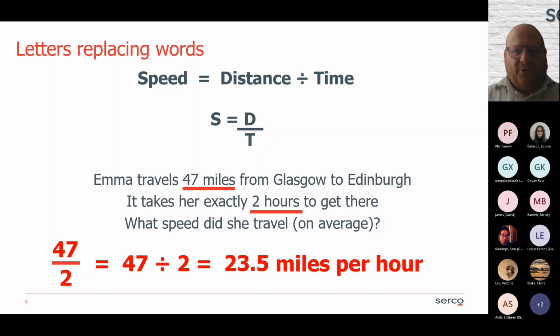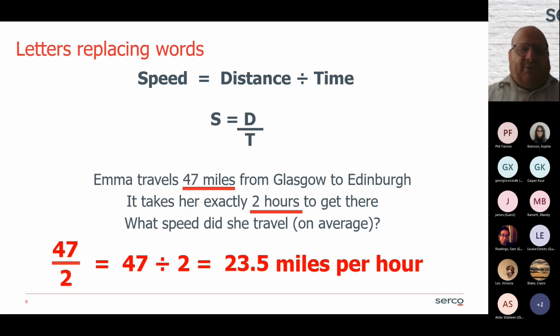Great, we've got a couple of answers coming through. Brilliant, all correct answers. So we know her distance is 47 miles. We know the time it took her is 2 hours. So therefore, it's 47 over 2, which is the same as 47 divided by 2, which is 23.5. In this case, we said she travelled 47 miles in 2 hours, so the measurement is miles per hour. We could have done it in kilometres per second or metres per minute, whatever it might be. But here we were talking about miles per hour.